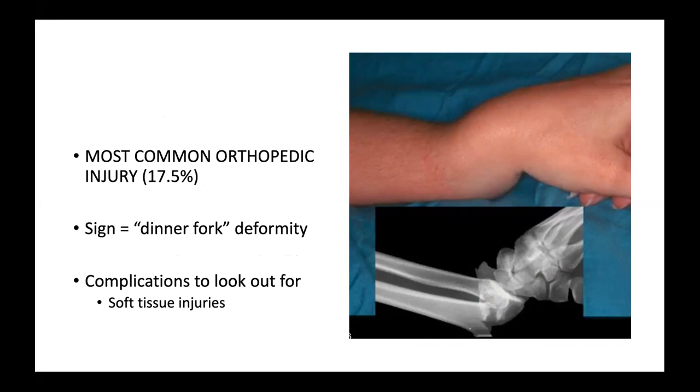Anybody want to have a guess what the soft tissue complications might be? Like literally name any soft tissue and you'll probably get it right. Ligamentous, so you can get a ligament injury. You can actually tear the radial and the ulnar ligament apart. So even though you heal the fracture and everything, the ligaments take a really long time to heal.